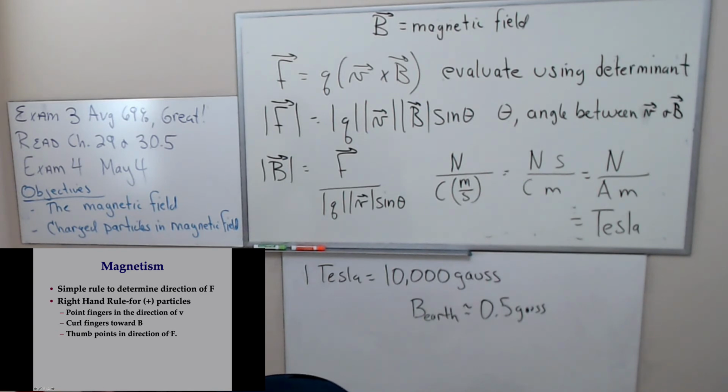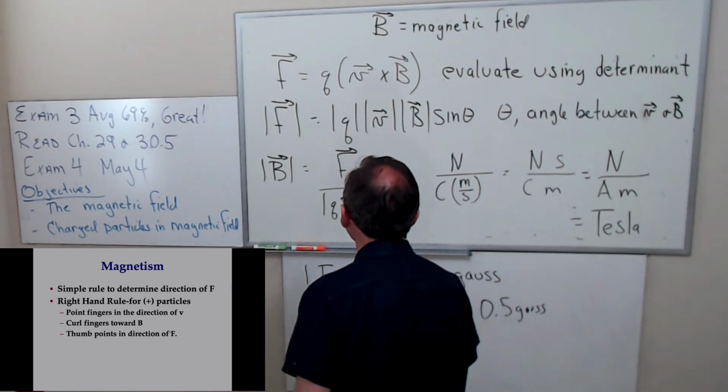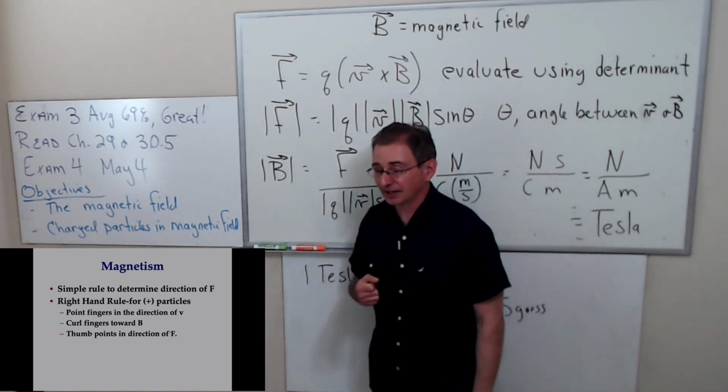So how do we determine the direction of the force on a charged particle? Well, we use something called the right-hand rule.